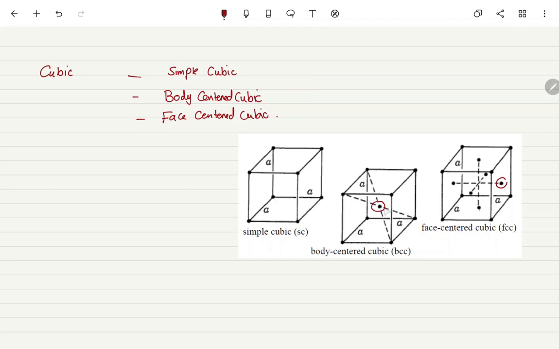Now the body-centered cubic, this one here, is the same as simple, but there is another atom in the middle of the cubic crystal. Now in the face-centered cubic, as we all know, the cube has 6 faces. There's an atom in the middle of each face of the cube.